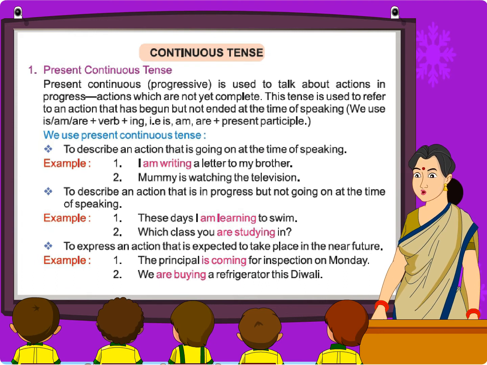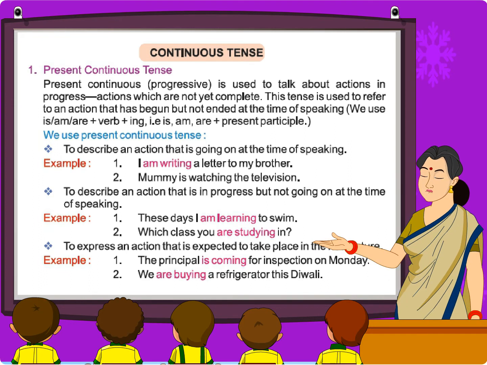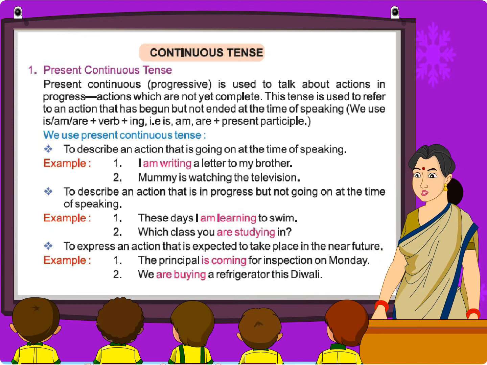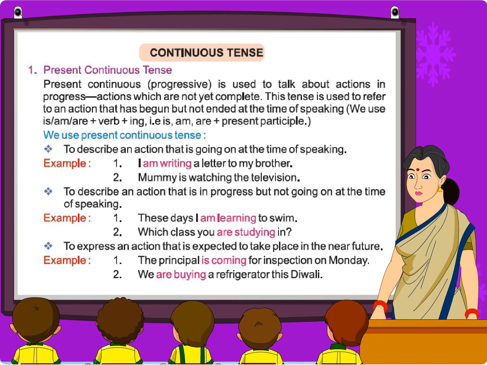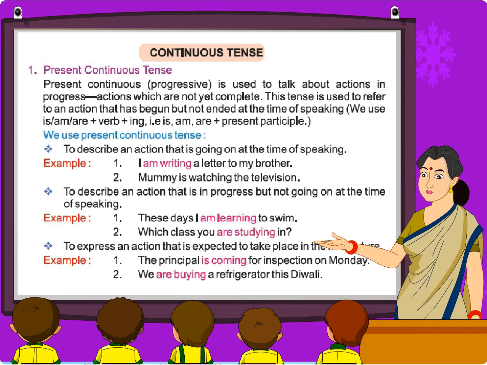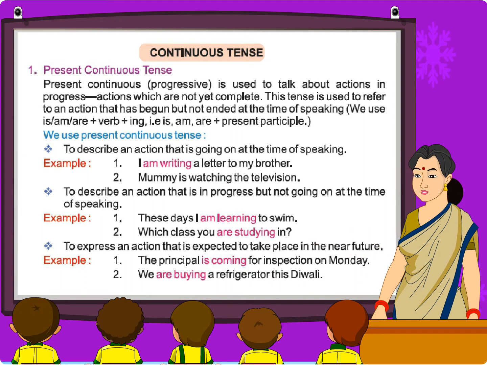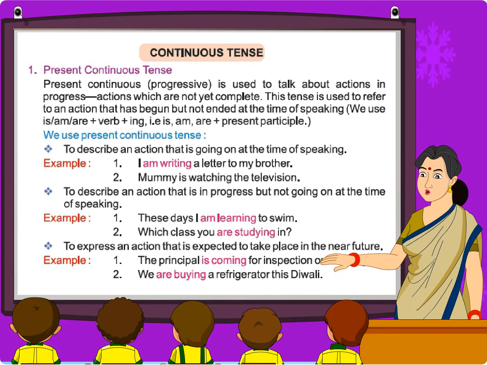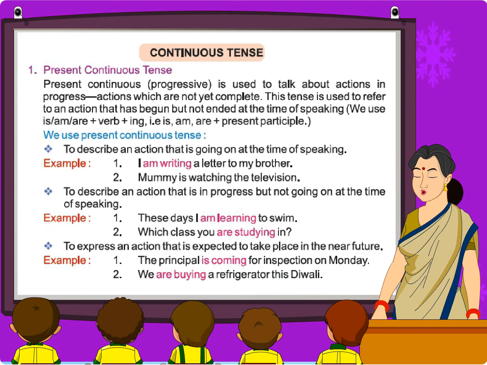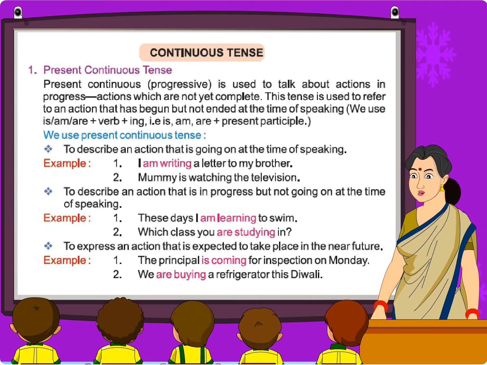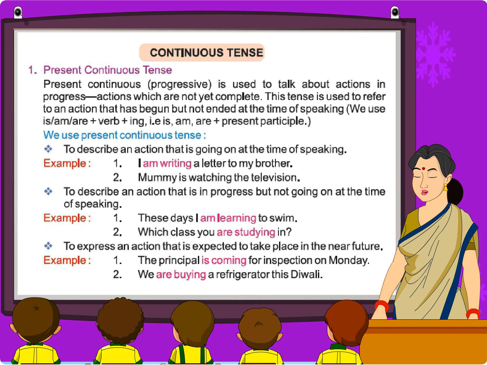We use present continuous tense to describe an action that is going on at the time of speaking. Example, I am writing a letter to my brother. Mummy is watching the television. To describe an action that is in progress but not going on at the time of speaking. Example, these days I am learning to swim. Which class are you studying in?